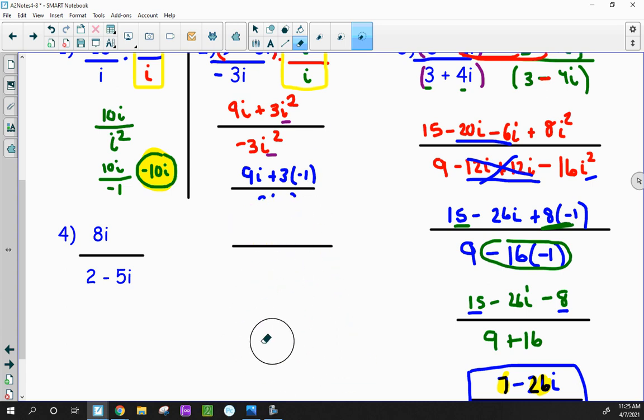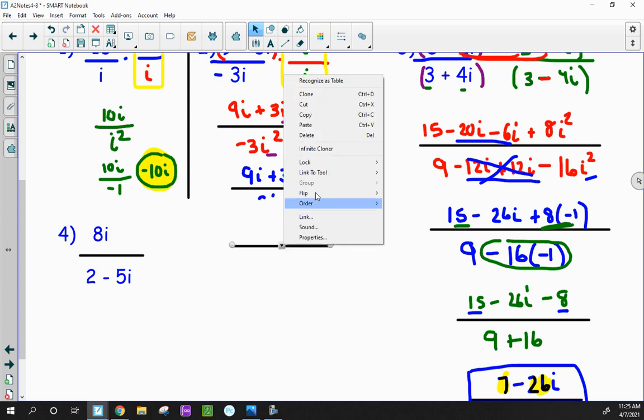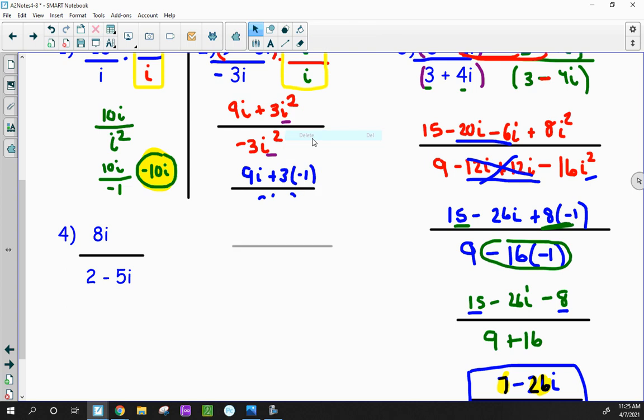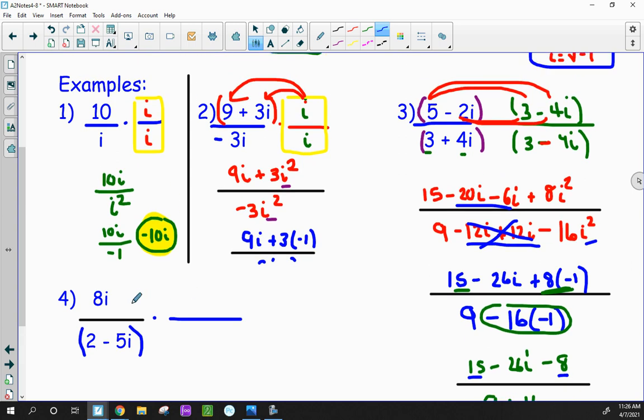Okay, all right, now we're going to move to question 4. Question 4 is 8i on top divided by 2 minus 5i. I see one term, an imaginary number on top, and a complex number on the bottom. I'm going to put parentheses around the complex number, because there are 2 terms underneath the division bar, so number 4 is like example 3.